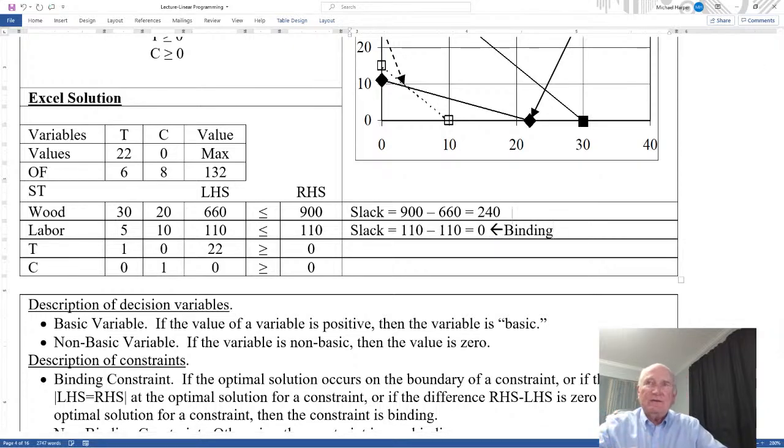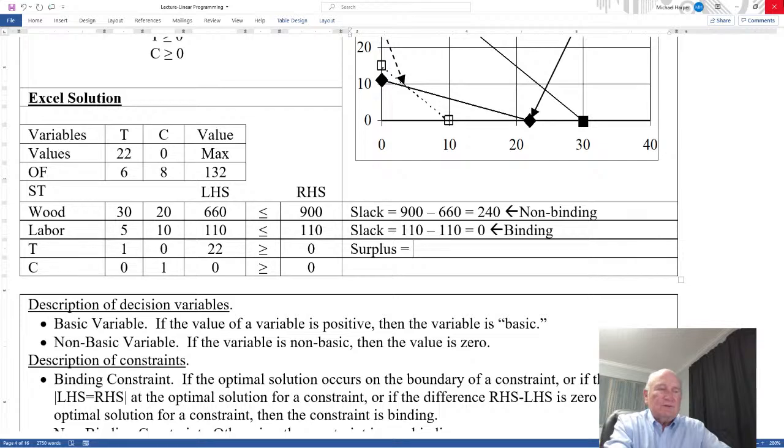That's a binding constraint. Now, when the left-hand side is lower than the right-hand side, that's called slack, and that is a non-binding constraint. Now over here, when you're greater than, the left-hand side is more than the right-hand side. That's called surplus.